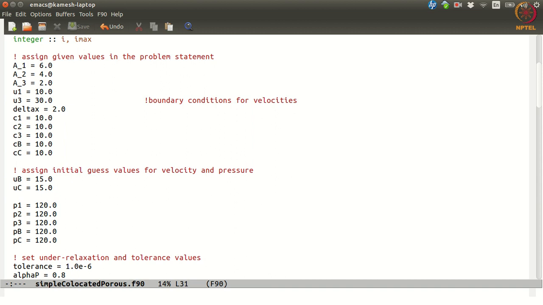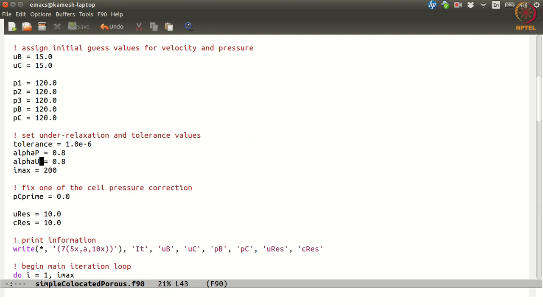Then we need to start off with an initial guess. For the cell centroids, we are taking 15 for both UB and UC, and for pressure we take an initial guess of 120 at all the cell centers as well as on the faces. Of course, let us set the tolerance value: we come out of this loop if the sum of the U residual, momentum residual and continuity residual falls below 1 minus 6. We also set some under-relaxation parameters, alpha p and alpha u, for pressure and velocity. And let us hope that we don't hit 200 iterations in this loop, and that we converge much before that.